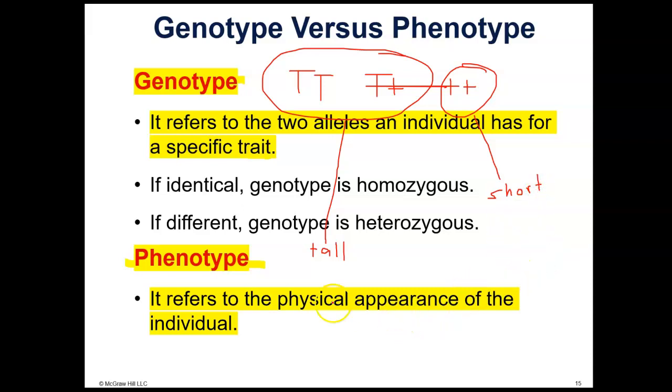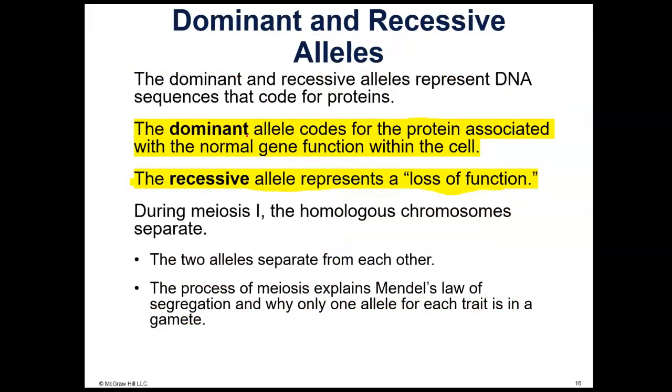Okay, so phenotype is the physical appearance, tall or short, and genotype is the actual alleles that the individual has for that trait. Dominant is the allele that, if you have a heterozygous individual and they are big T, little t, then the big T is the dominant allele, and this individual will be tall. The short allele will be masked or overpowered by the tall allele. So the dominant allele codes for the protein associated with normal gene function within the cell, in this case, tallness. The recessive allele represents a loss of function. In this case, recessive allele is shortness.